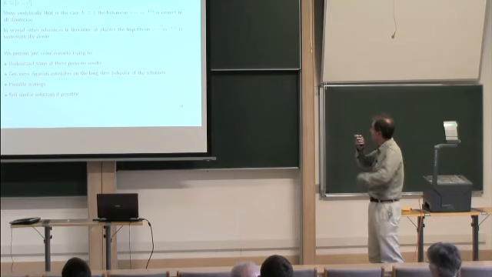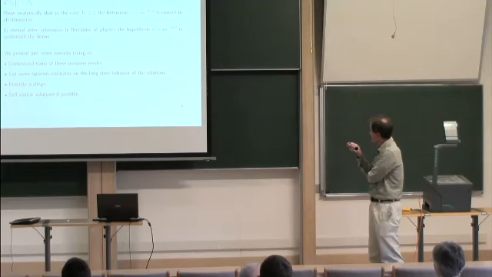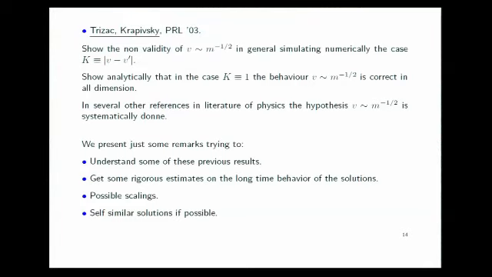Now, third, a reference by Trizak and Krapivsky in 2003. Of course, the problem comes from that assumption of non-correlation of the velocity. They show numerically again that this is not always true, and they do the numerics with a kernel which is the absolute value of v minus v prime, which is p over m minus p prime over m prime.